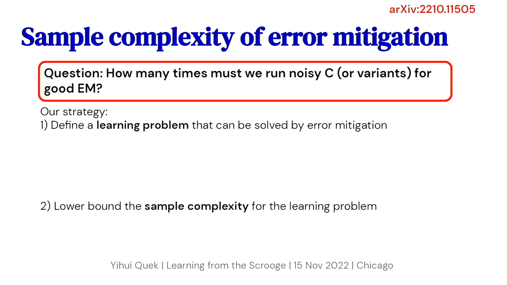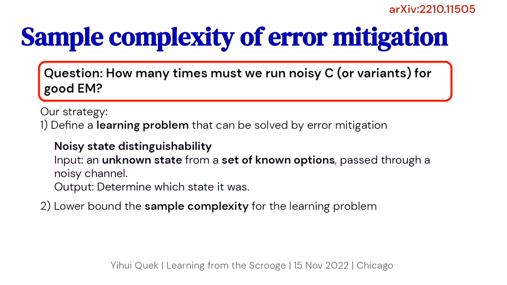So in order to answer this question, I'm going to give a very brief sketch of how learning comes in. Our strategy is that we define a learning problem that can be solved by error mitigation. And then the second step is that we lower bound the sample complexity for this learning problem. We lower bound the number of times the learning algorithm needs to see the noisy state in order to output a noiseless expectation value.